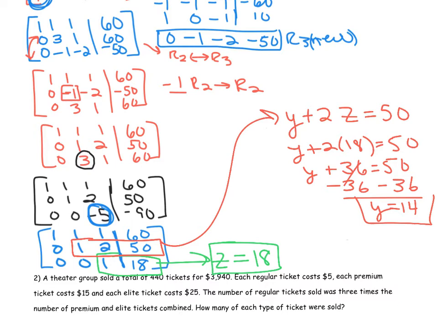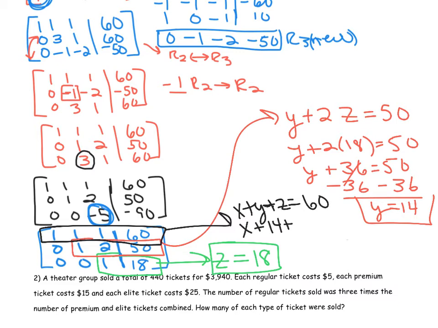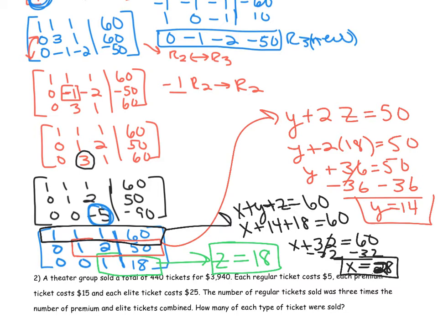And now let's solve for x using this line. We have x plus y plus z equals 60. We don't know what x is, but we know y is 14 and z is 18, which is all equal to 60. We'll have x plus 32 is equal to 60. Subtract over the 32, and you'll get x to equal 28. So there you have it. We have x equals 28, y equals 14, and z equals 18.